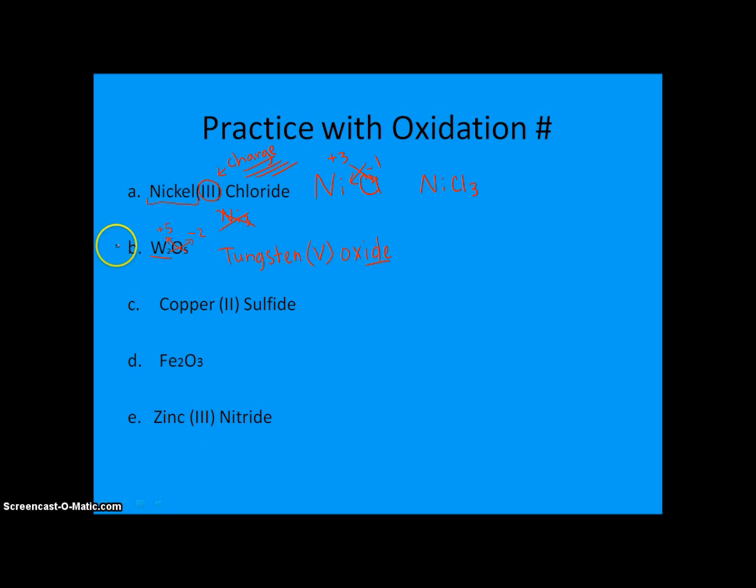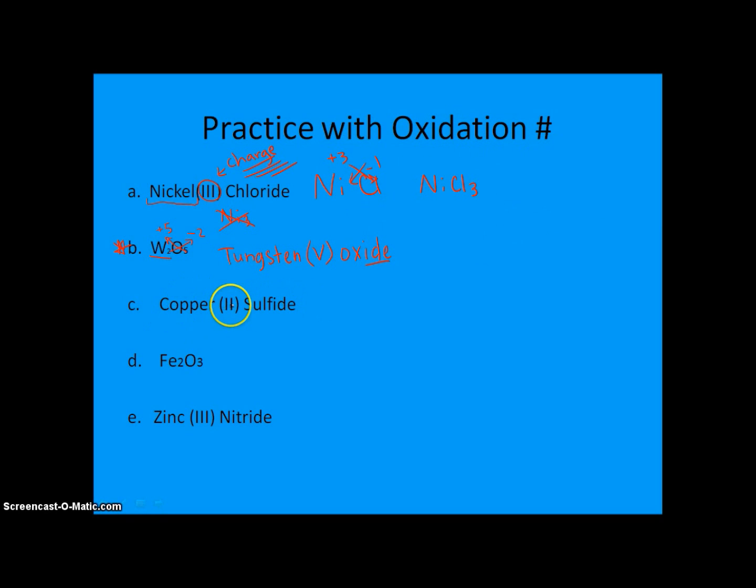Now that's absolutely the most confusing one you'll have to do, is when you have to figure out the charge and do the reverse crisscross. Okay, because you'll look at this and you'll be like, what? How am I supposed to write that? Have to tell the charge of this. Otherwise, if you were just to write tungsten oxide, we would have no idea how many we would have.